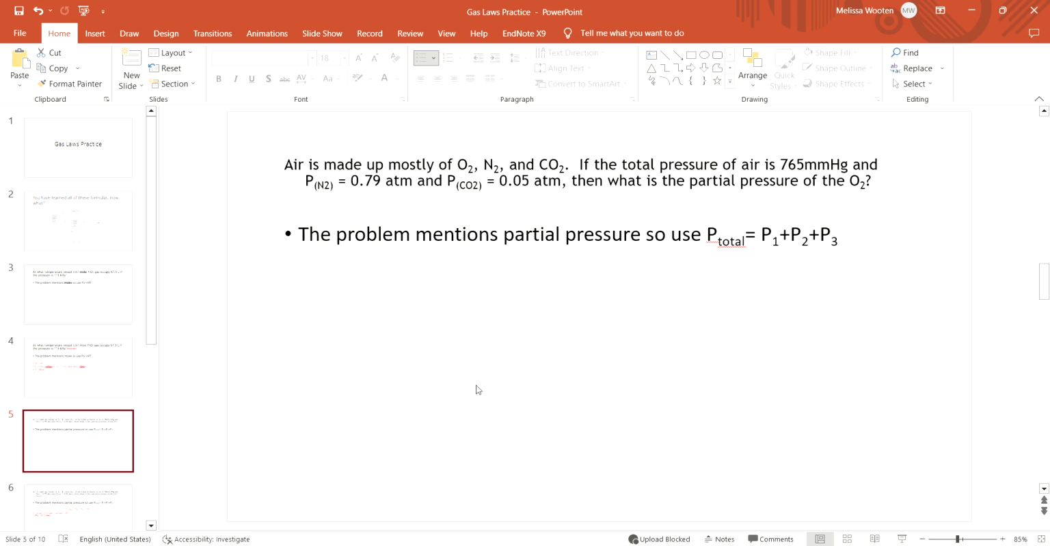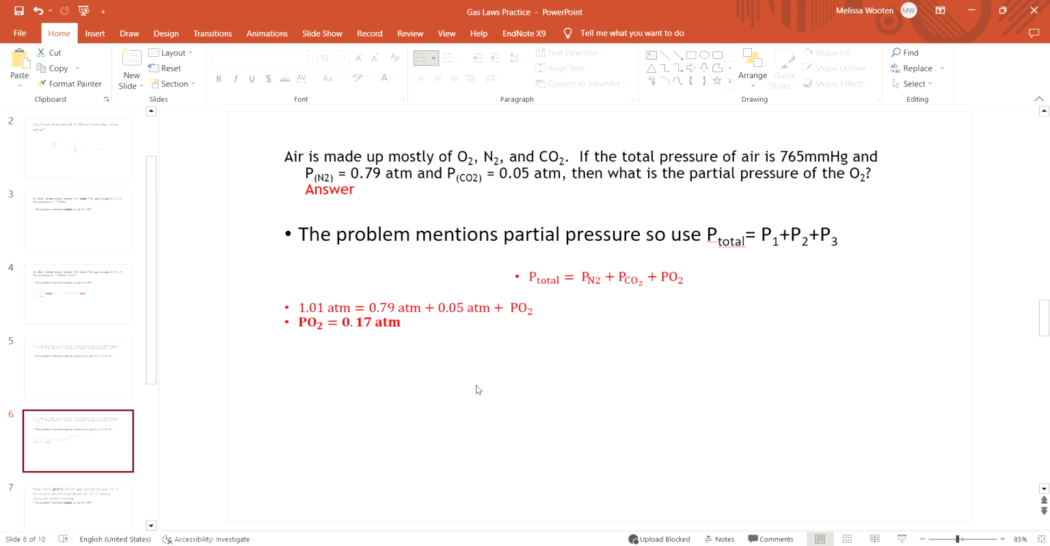So air is made up of oxygen gas, nitrogen gas, and carbon dioxide. If the total pressure of air is 765 millimeters of mercury, and the pressure of nitrogen is 0.79 atm, and the pressure of carbon dioxide is 0.05 atm, then what is the partial pressure of O2? Well, we automatically know, because it says partial pressure, we use the partial pressure equation. Remember, the units must match. The easiest thing to do is convert that 765 millimeters of mercury to ATM. Pause the video, give that a go, and then we'll go over the answer.